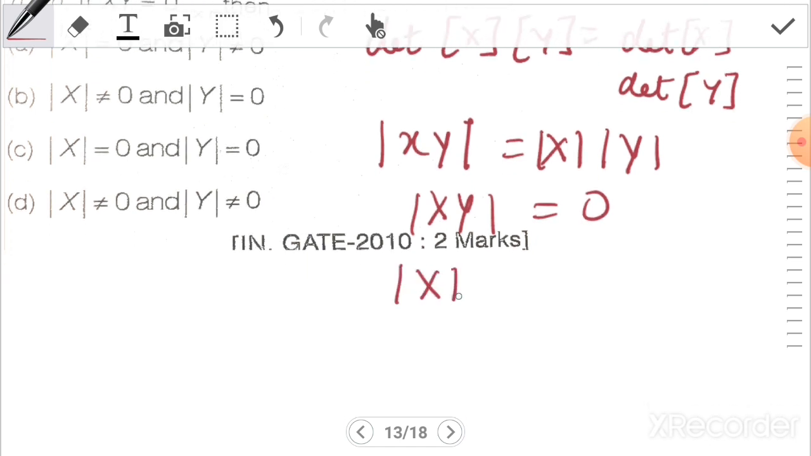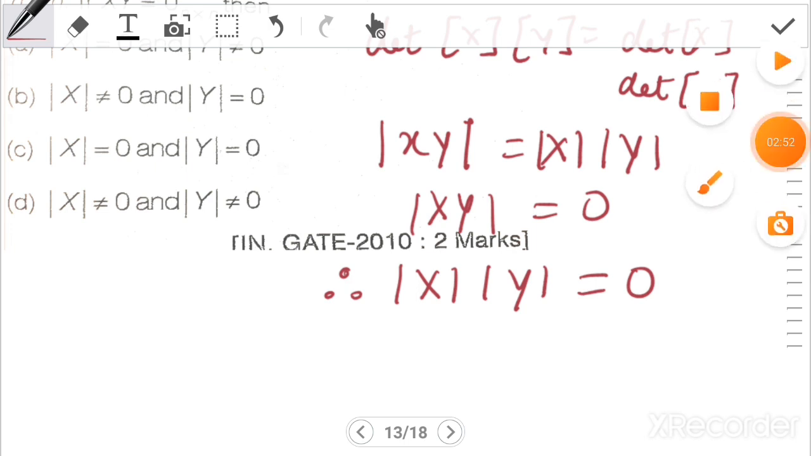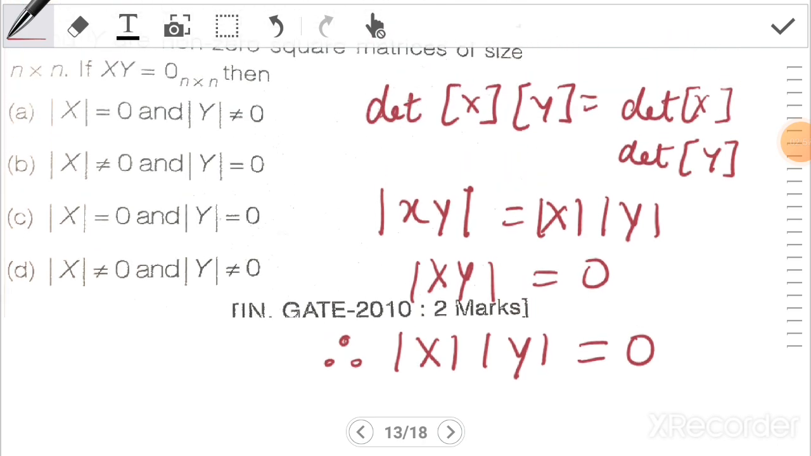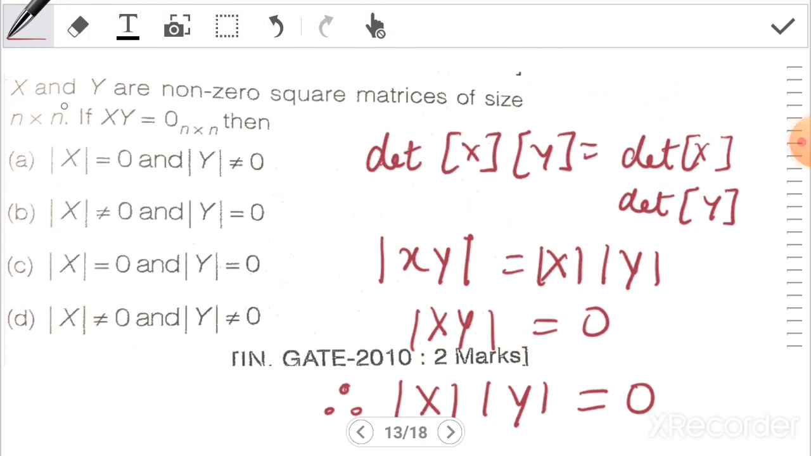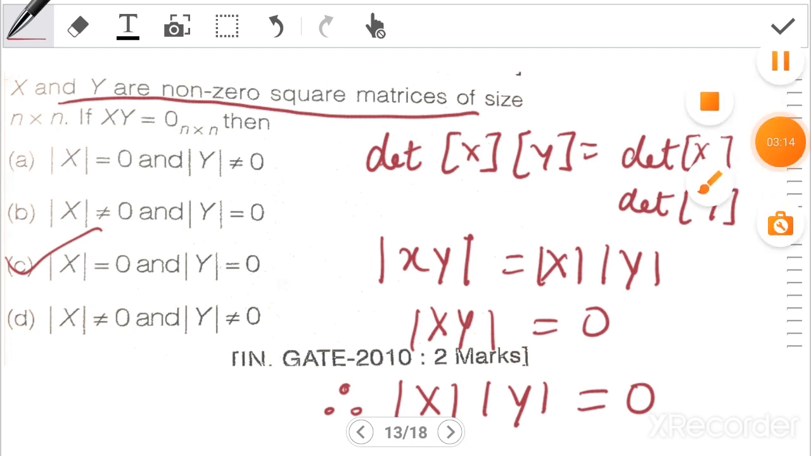Also, this is 0, that means either one of them are 0 or both are 0. See, x and y are non-zero square matrices. So, we are left with only choice C, where determinant x is equal to 0 and determinant y is equal to 0.